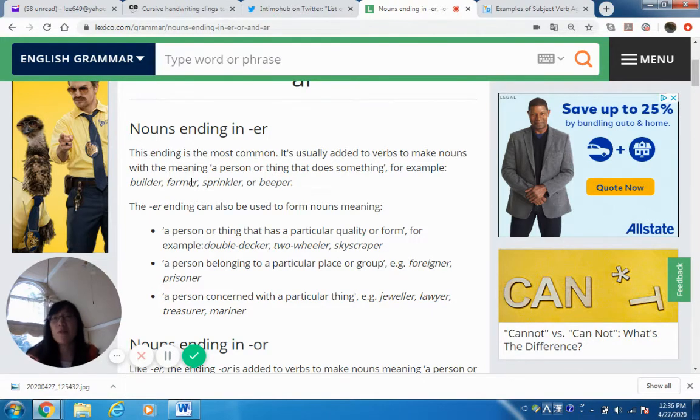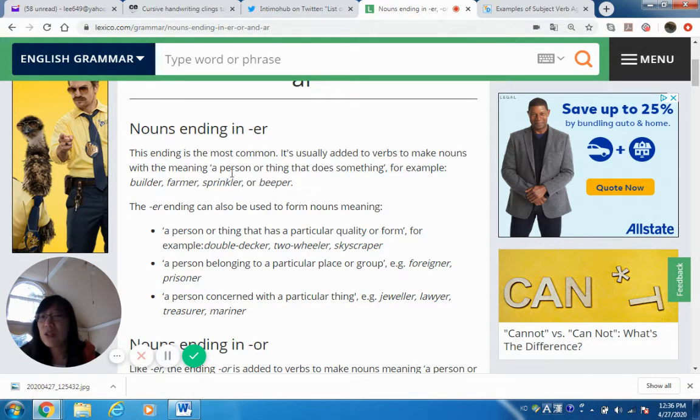Same thing, farm, that's a verb. It could be a noun, but we're considering it as a verb. On the verb farm, you add ER. So it becomes farmer. It's a person who farms. Now sprinkle, that's a verb. It already has E at the end, so you don't need to add an additional E. You just need to add R. So it's going to be sprinkler.